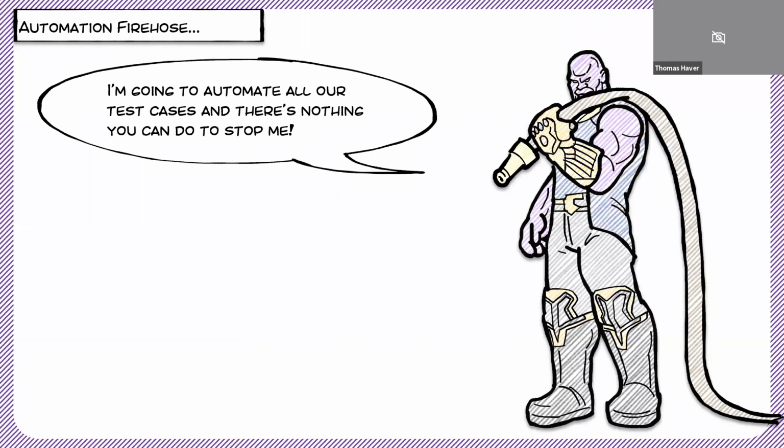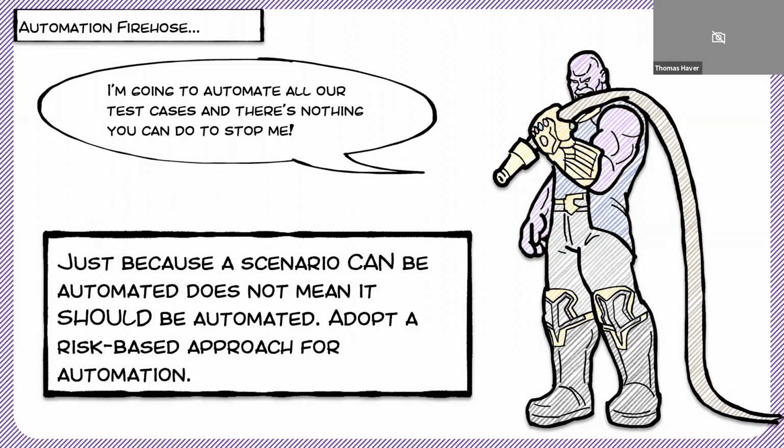We'll go with the automation fire hose itself, which is the title of this presentation. When people learn a new skill or a new tool, they have a habit of trying to apply that everywhere. Everything looks like a nail if you're a hammer. So everyone ends up trying to automate everything once they learn how to do it, not thinking of whether they could or should do it. Just because a scenario can be automated does not mean it should be automated.